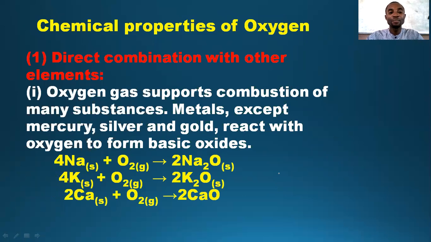So metals except mercury, silver, and gold react with oxygen to form basic oxides. As you can see here, when sodium burns in air, it forms sodium oxide. Potassium burns in air or reacts with oxygen to form potassium oxide. The same thing, calcium oxide. So it supports direct combination with other elements. Combine any particular element and oxygen, and it will give you the particular oxide of that particular metal.